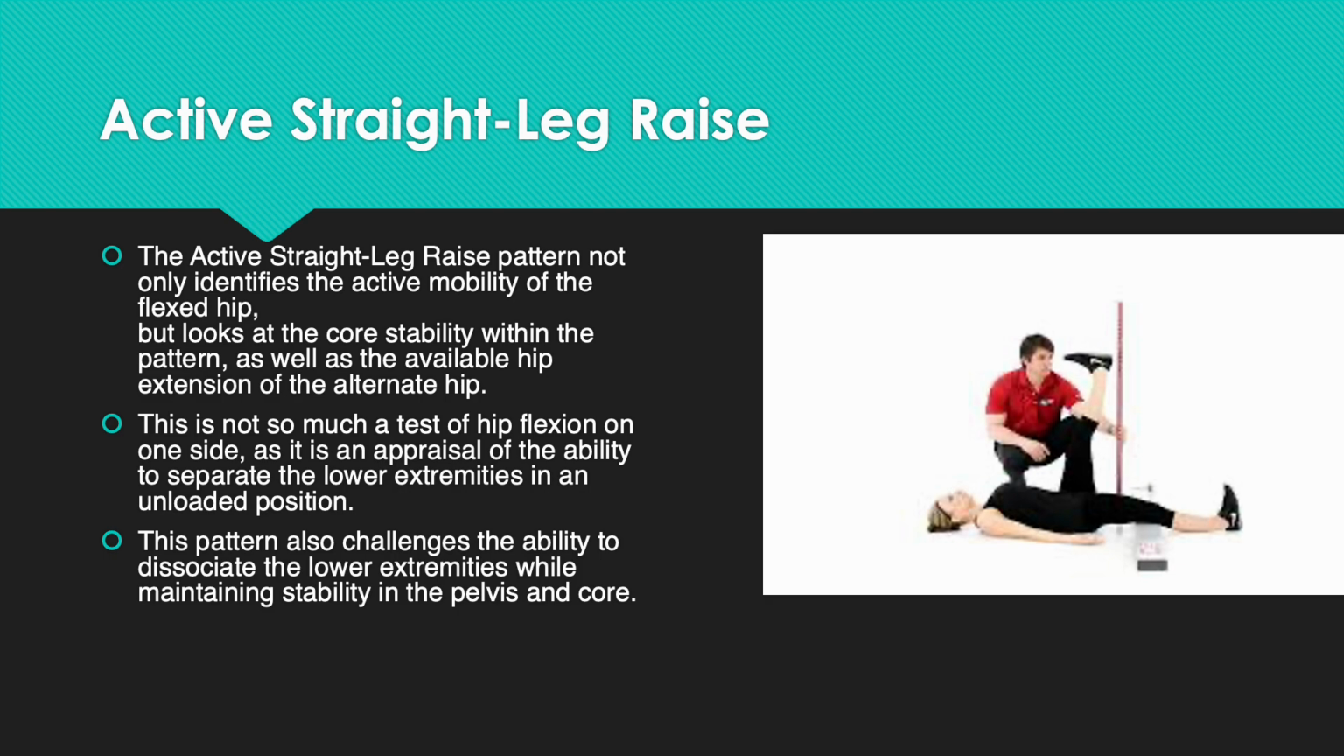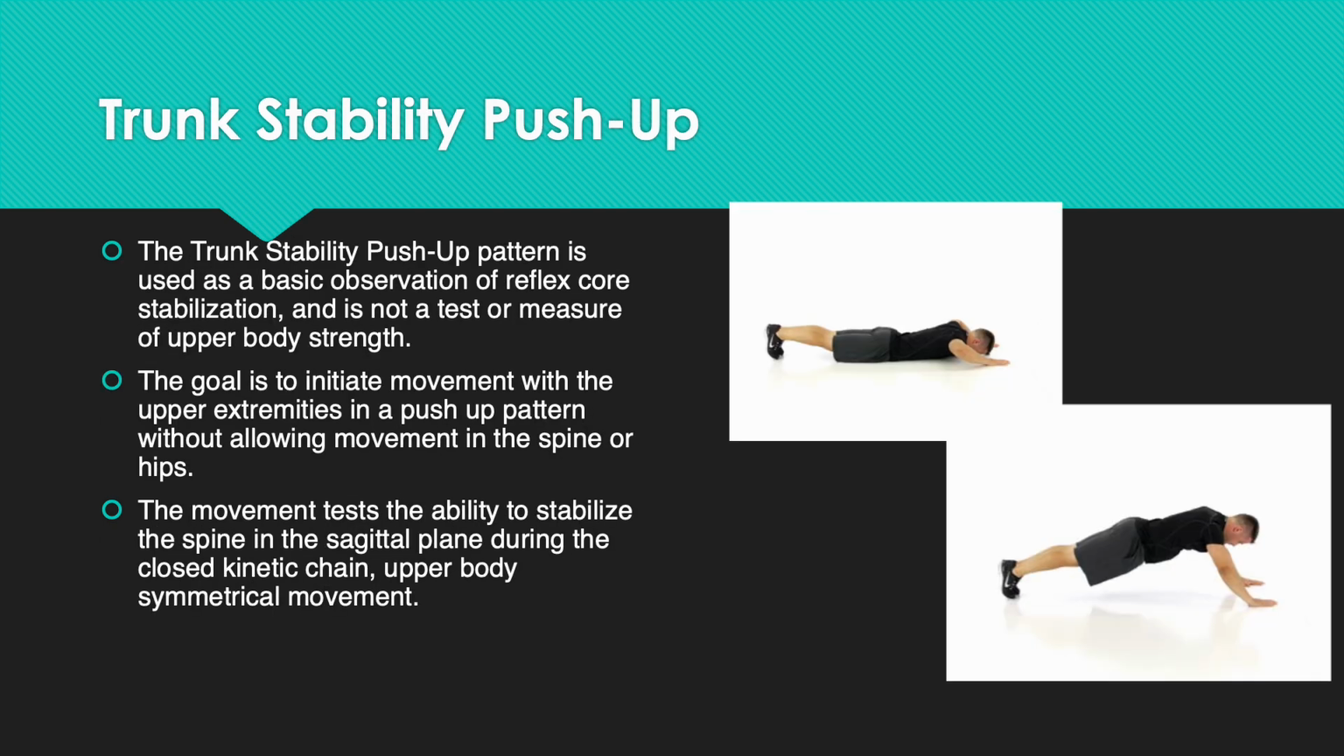This pattern not only identifies the active mobility of the flexed hip, but looks at the core stability within the pattern, as well as the available hip extension of the alternate hip. We also have the trunk stability push-up, and this is used as a basic observation of reflex core stabilization and is not specifically a test or measure for upper body strength. So it's for core, not upper body.